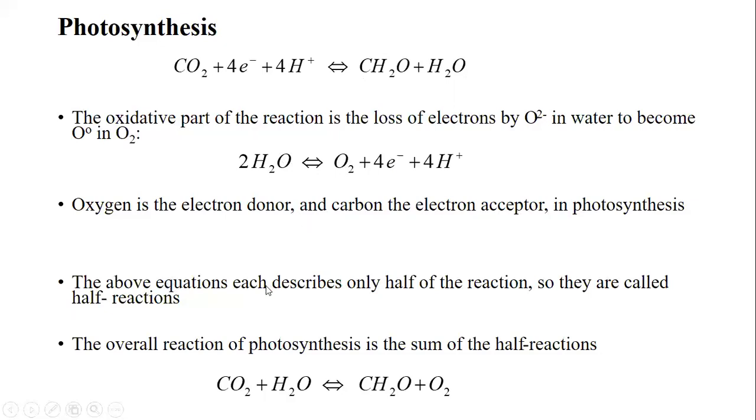The above equations each describe only half of the reaction, so they are called half reactions: the oxidative half and the reductive half. Chemical equations can be added just like we do mathematical equations. You put them under each other and you add them. If you add these two, you end up with the overall reaction of photosynthesis, the sum of the half reactions. So the total reaction is CO2 plus H2O to give you CH2O plus O2.